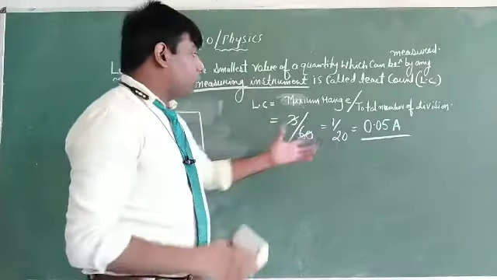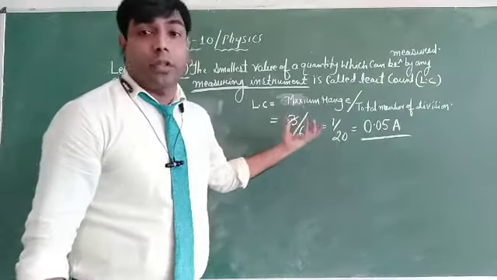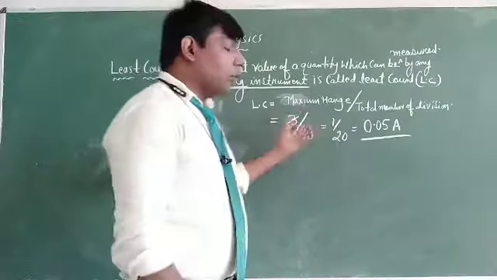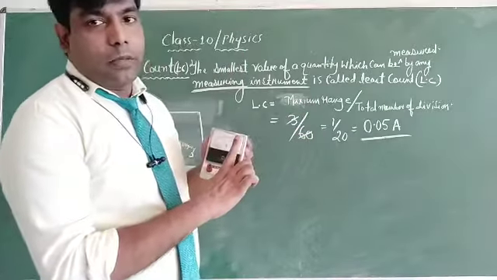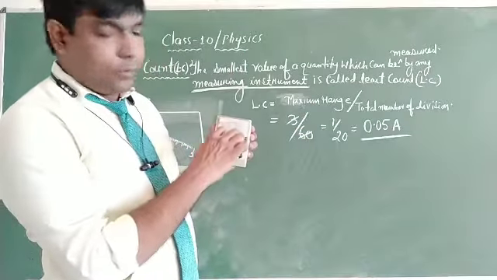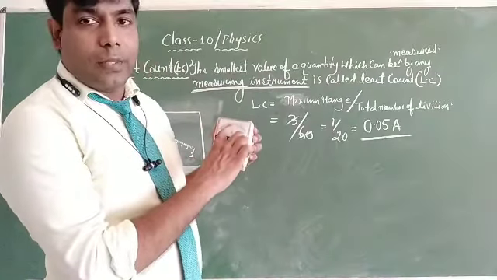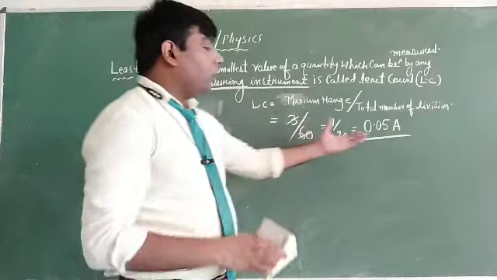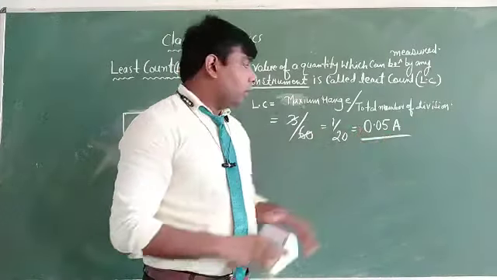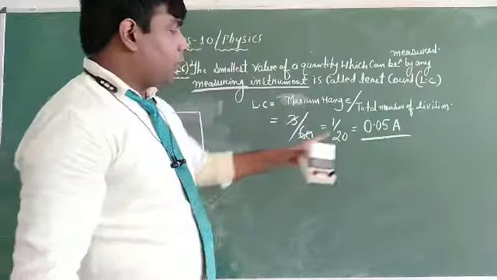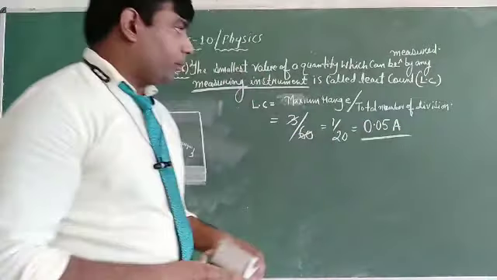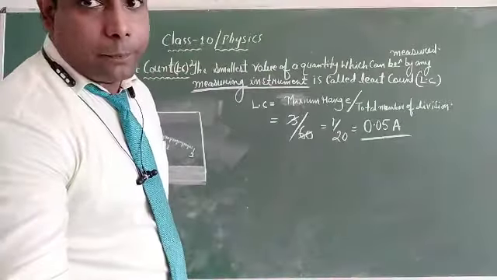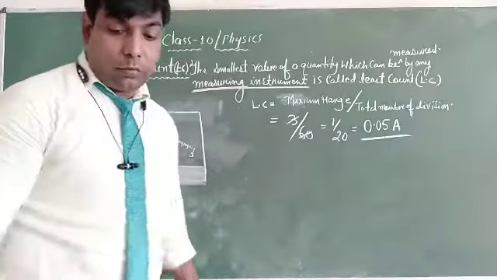So first it is necessary that we must know the least count. Unless and until you know the least count, you cannot get the measurement. If it is at 1, then you can say 1. But if it lies in the middle, then you have to take the help of the least count. Right? So here it is given in ampere, so it will be 0.05 ampere. Similarly, let us see the voltmeter.